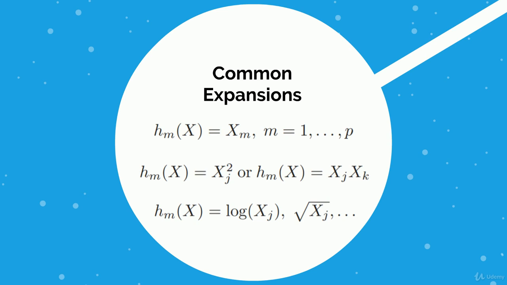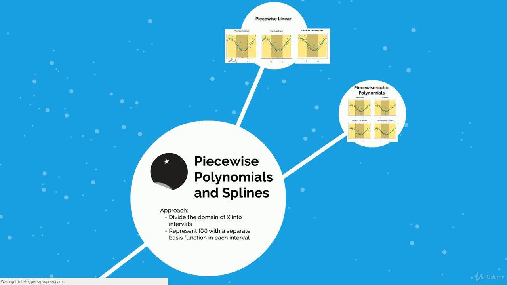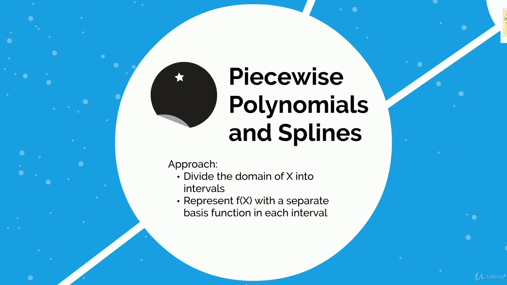But we're actually going to be able to use piecewise polynomials and splines, and we'll talk about splines later, that are going to allow for a local polynomial representation. So what exactly do I mean by that? Let's keep talking and hopefully it will become more clear. So, piecewise polynomials and splines. Here the approach is going to be to divide the domain of x, our inputs, into intervals and then represent f of x with a separate basis function in each interval.